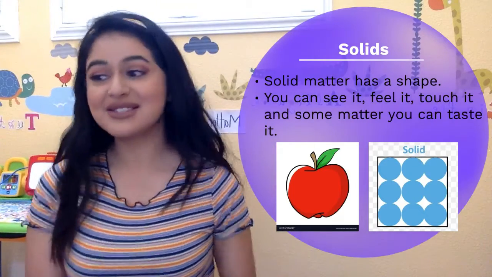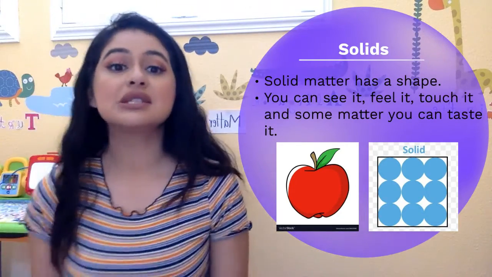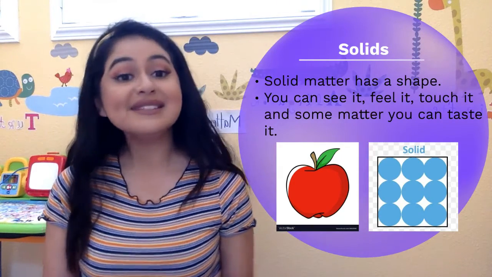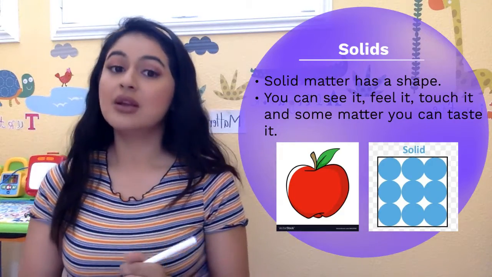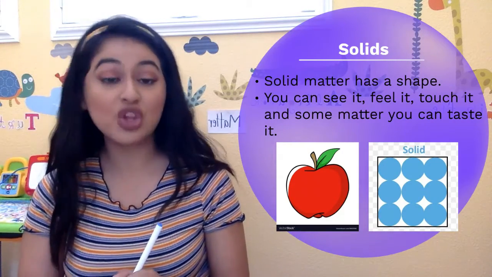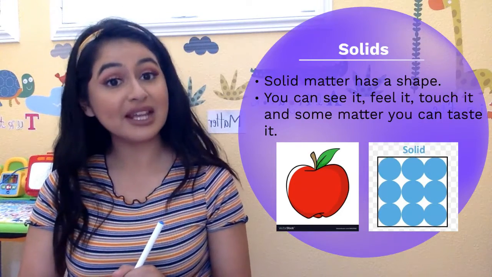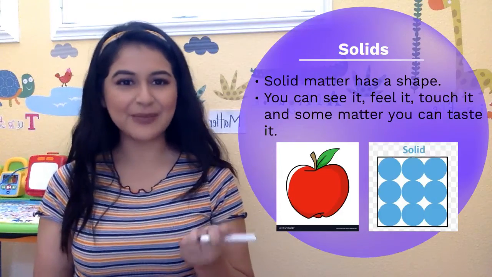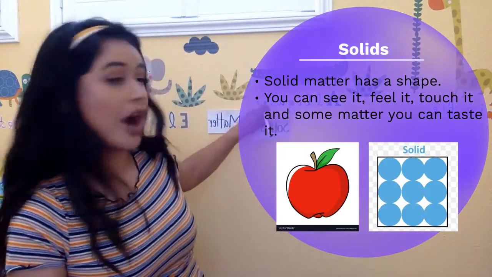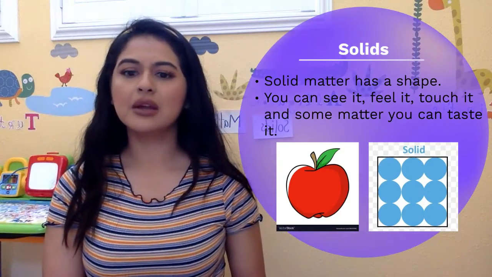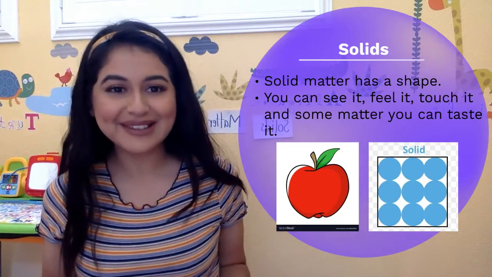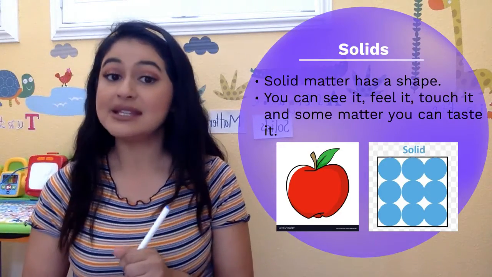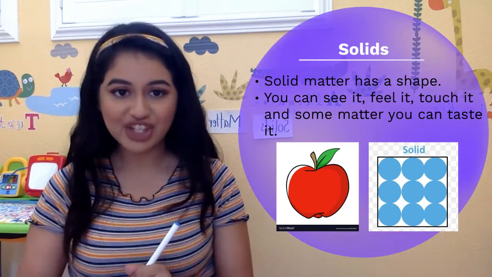Next is the word solids. Solid sounds like sólidos in Spanish. It is a state of matter. Solid matter has a shape. You can see it, feel it, touch it. In some matter, you can taste it. Its properties are... Wait, properties is a vocabulary term in this lesson. A property in science is something that you can actually see by using your eyes.